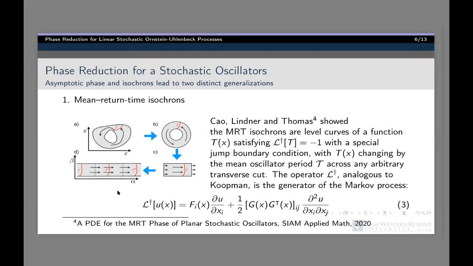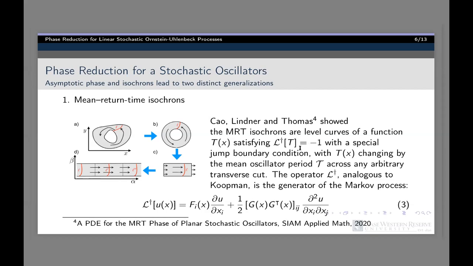And in a paper that my student Alex Cao and Benjamin Lindner and I wrote that appeared earlier this spring in SIAM Applied Math, we took that idea and we showed that you can formalize it by setting up a partial differential equation with special boundary conditions that give you a function T, a timing function, which has level curves that give you those mean return time isochrons. So here's just a sketch. We would use a change of coordinates to unwrap the domain. And then we have multiple copies of the domain and we're asking for the first passage time from a point at one contour to the point one rotation later.